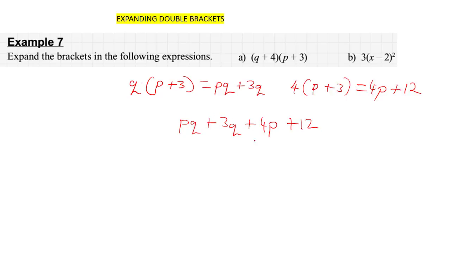Okay. So that's all I have at the moment. There is nothing I can do to simplify this because all these terms are different. These are pqs, these are qs, these are ps, and those are just numbers. So there's nothing I can do with it. So that's just the end of this. Okay. Right. So let's try to do the second part.